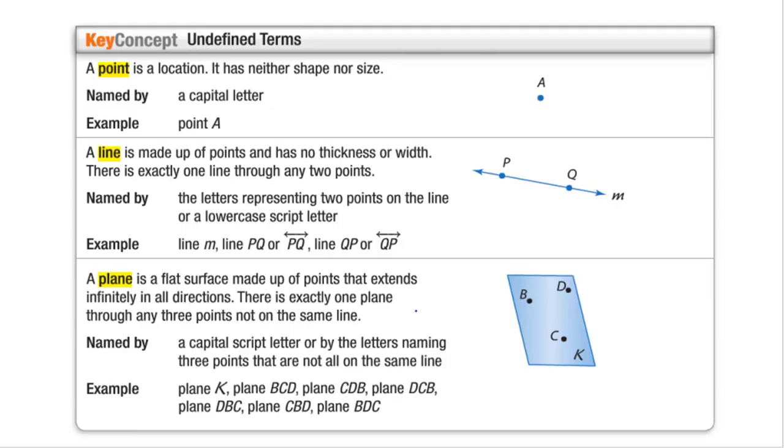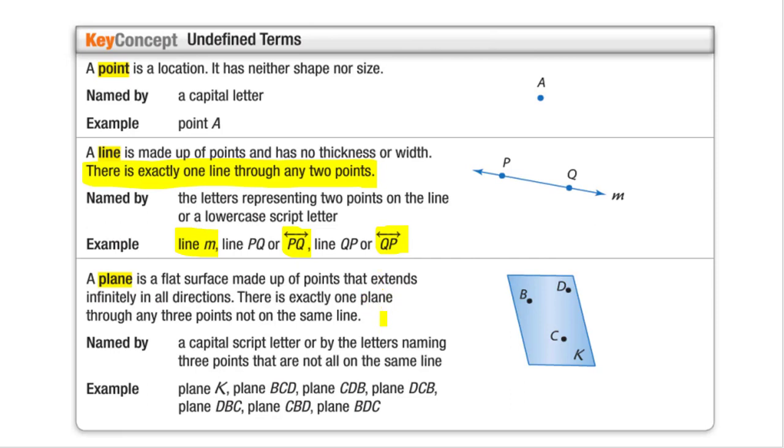So again, our undefined terms. A point is a location, has neither shape nor size. So I might write that description of our undefined term down. A line is made up of points, has no thickness or width, and there's exactly one line through any 2 points, so I would write that down. Okay, and then this talks about what I just talked about. Line M, we can write it as PQ or QP. It doesn't matter the order of the lettering.